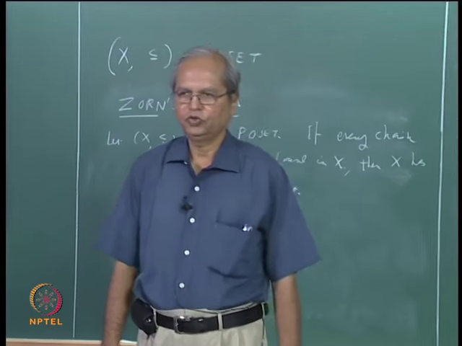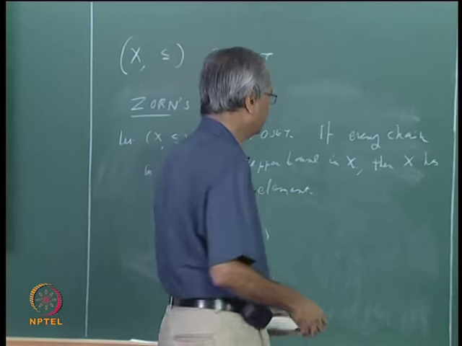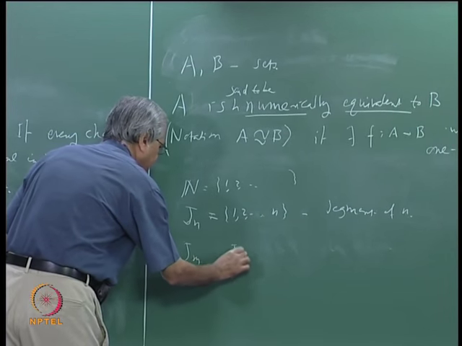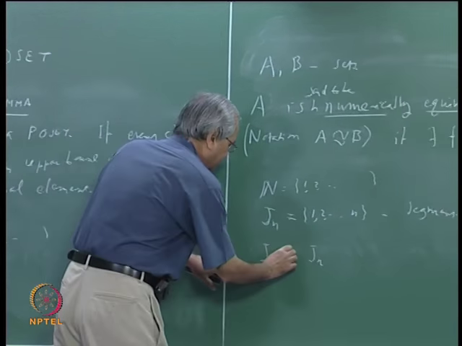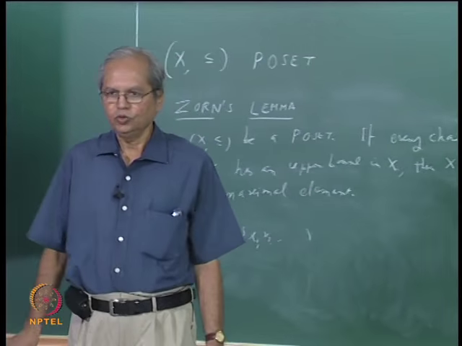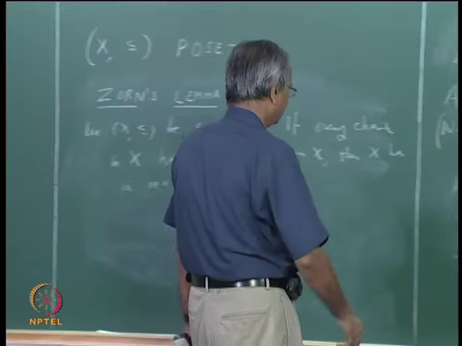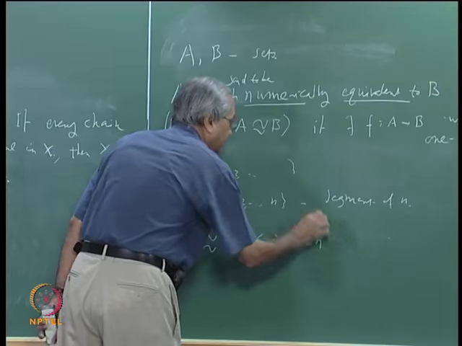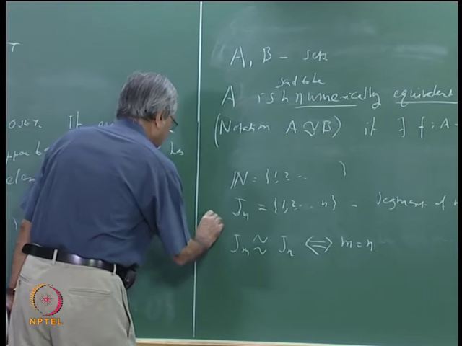Now, before proceeding further, let us make one very obvious observation, obvious in a certain sense. Suppose I take two such segments, Jm and Jn. Jm is numerically equivalent to Jn if and only if m is equal to n. So that is the first observation. Let me just write this as a theorem.